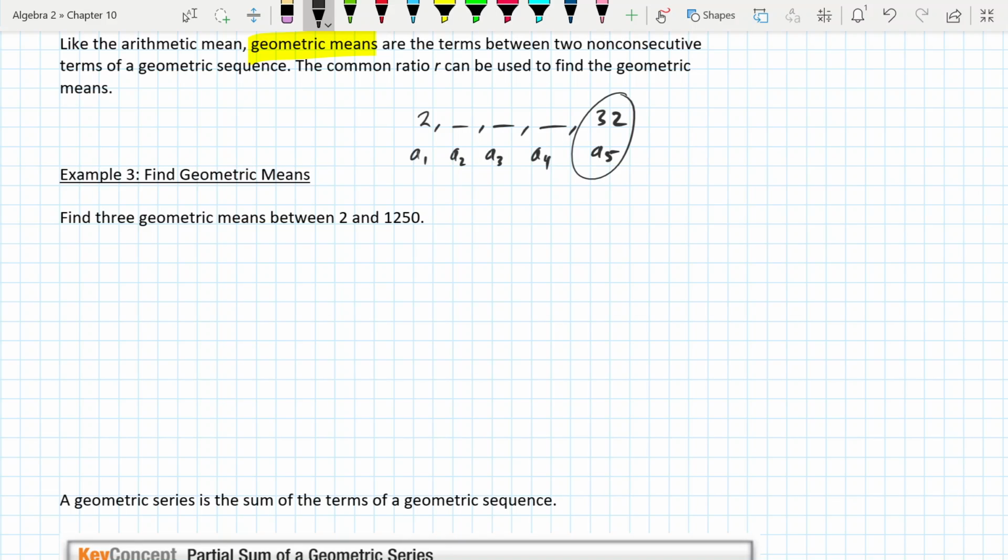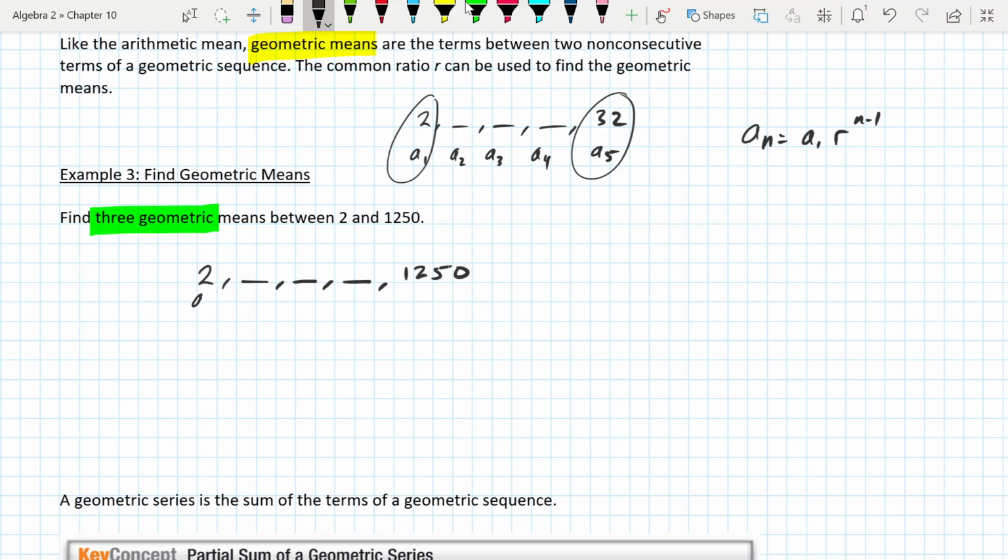We're able to use the information about the ends to plug into our general form for a geometric sequence and find the ratio, and then use it to fill in the blanks. And that's what we're going to do on example 3. If you notice this time, it tells me in words the 3 geometric means, which tells me I need to start at 2, have 3 blanks, and get to 1,250. So this is the first term, second, third, fourth, and the fifth term.